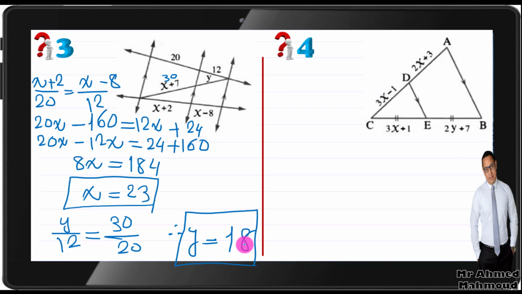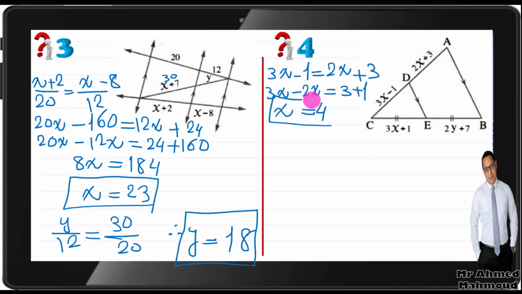Number 4. Here in this case, we have CE equals EY, so E is a midpoint. So also D is a midpoint. So 3x minus 1 equals 2x plus 3. I'm going to collect x on one side and the numbers on one side. So 3x minus 2x equals positive 3 plus 1. 3x minus 2x equals x. 3 plus 1 equals 4. This is the value of x.